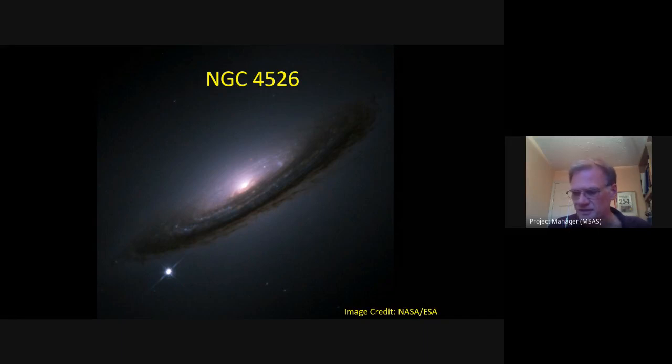This one is in a galaxy 55 million light years away, and it was observed in 1996, and the supernova is that star on the bottom left of the picture. And again, you can see how bright that is compared to the whole galaxy. So you can use these things for a very long range of distances.